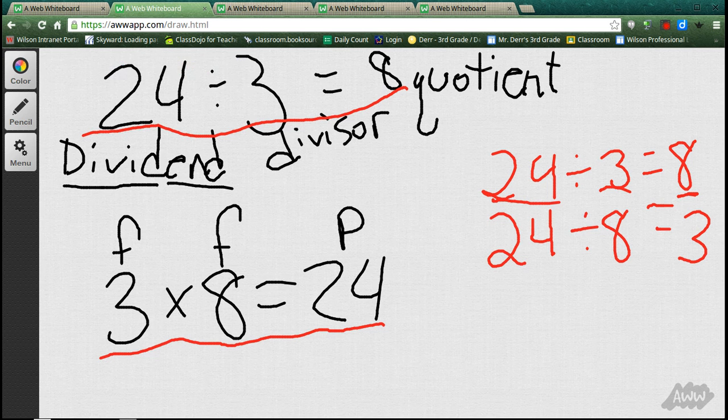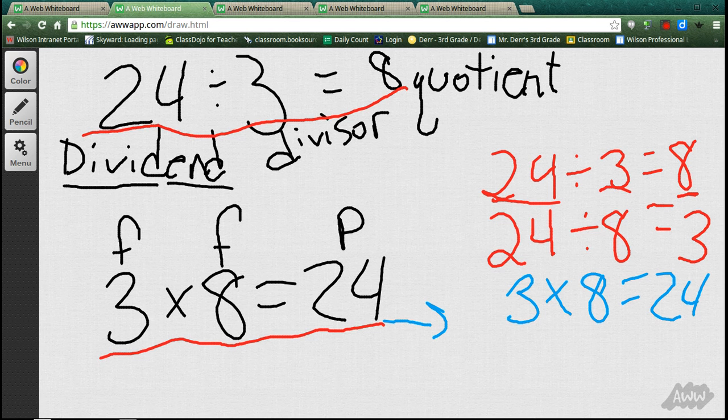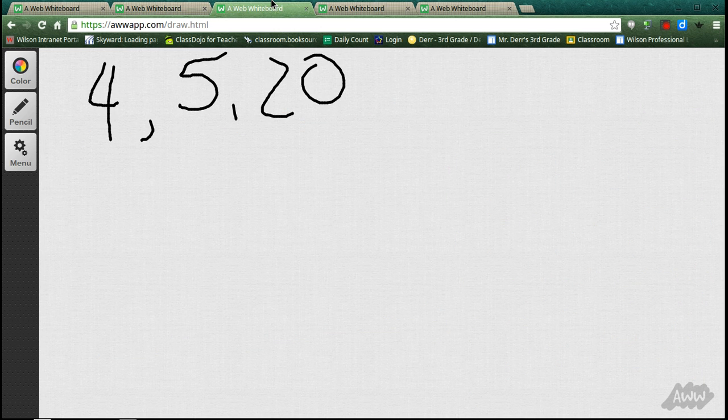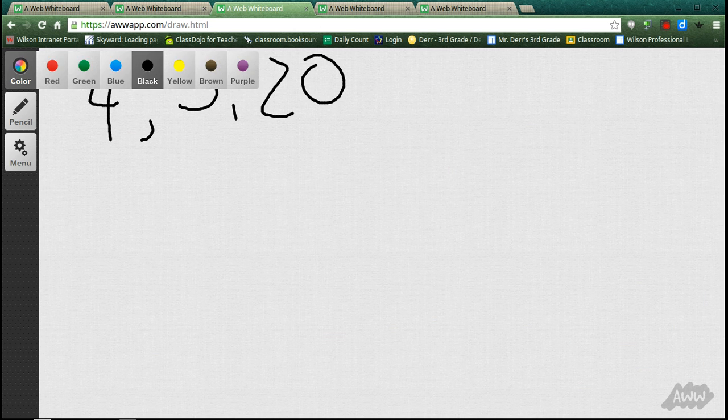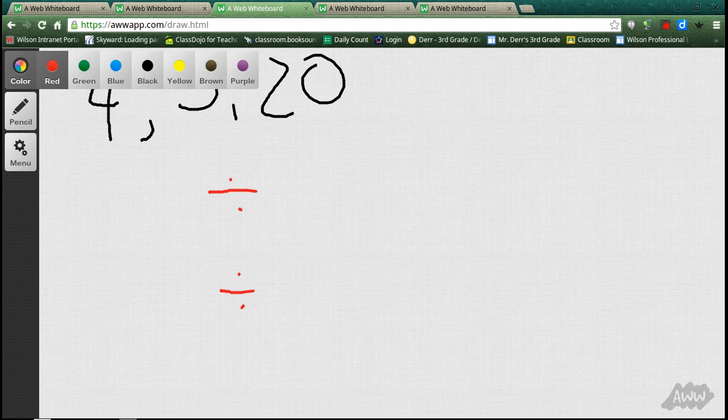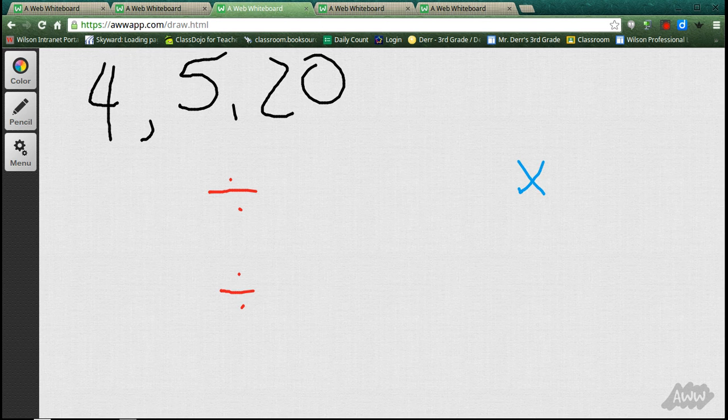And if we take a look here at our multiplication, we had 3 times 8 equals 24. And our other multiplication problem would be, again, getting that total of 24, but this time we start with a factor of 8, then multiply by the factor of 3. And there you have it. Now we have a fact family for 24, 3, and 8. Let's use the numbers 4, 5, and 20 to come up with our own fact family. We know that we will have 2 division problems, and we know we're going to have 2 multiplication problems here.